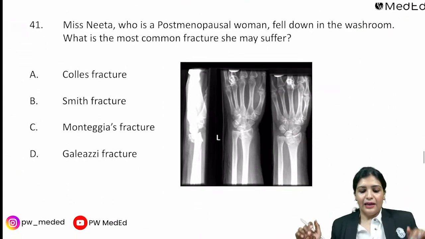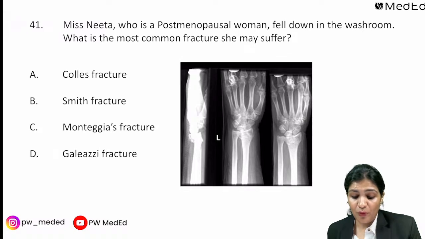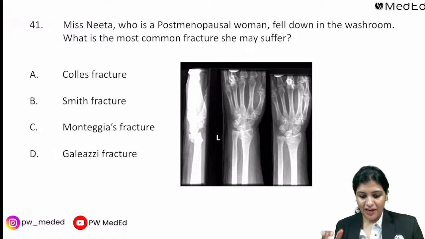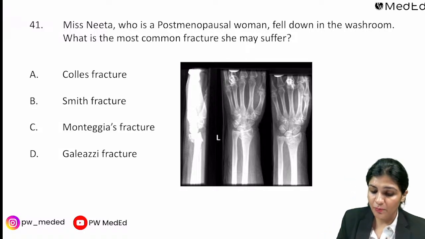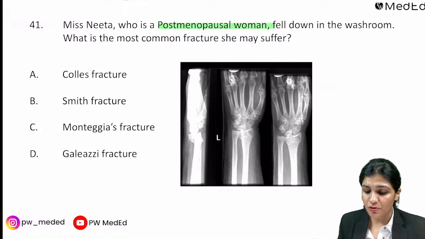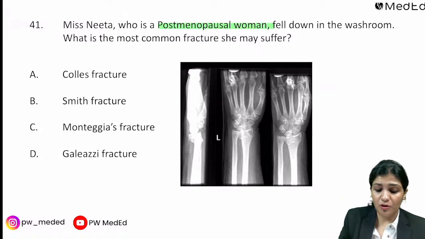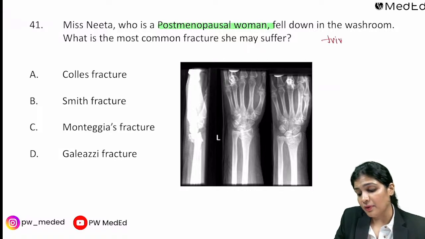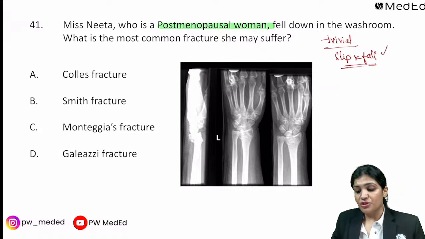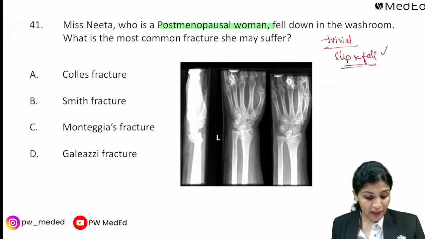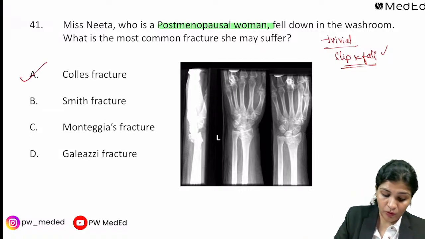Okay, next question. Miss Neetha, who is a postmenopausal woman, fell down in the washroom. What is the most common fracture she might suffer? The most common fracture, in a postmenopausal woman, that is the only clue we have here. So a postmenopausal woman with a slip and fall. Falling down in the washroom is nothing but a trivial trauma, right? So it is a slip and fall type of trauma. This trauma usually in postmenopausal women will result in a Colles fracture.